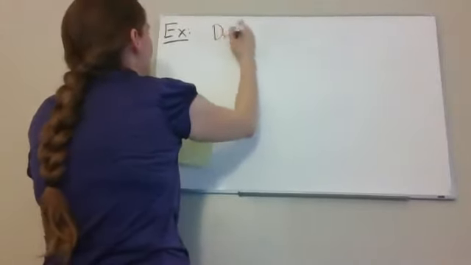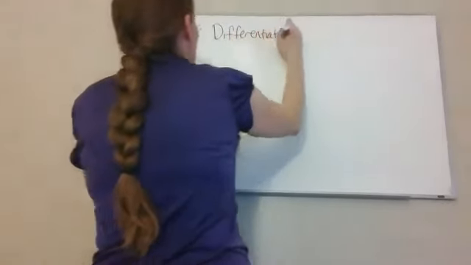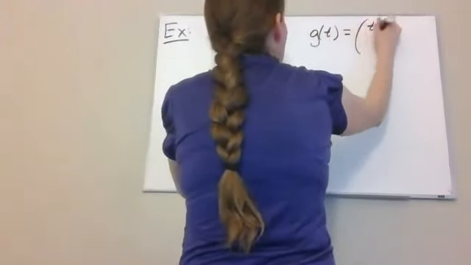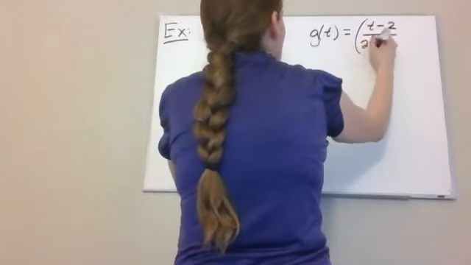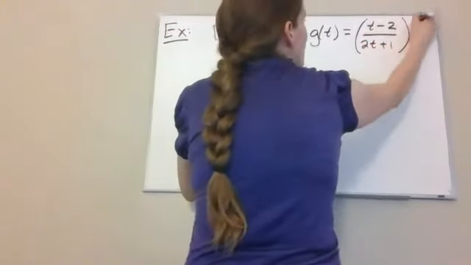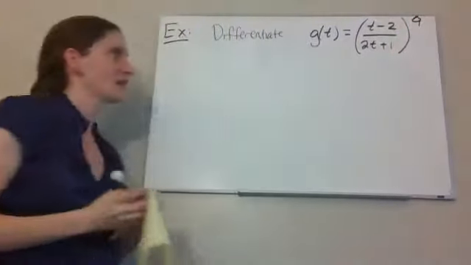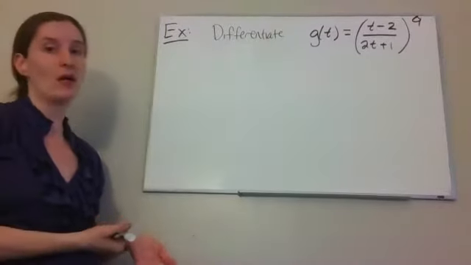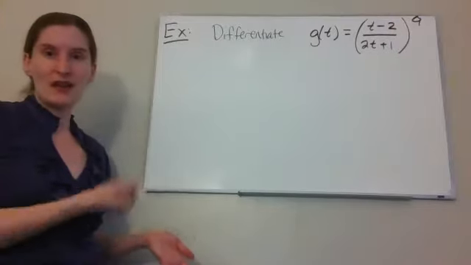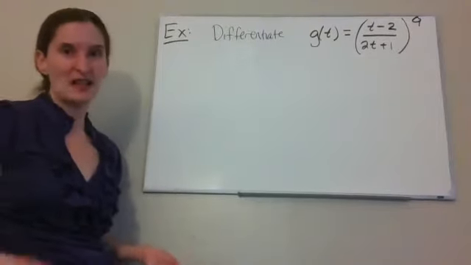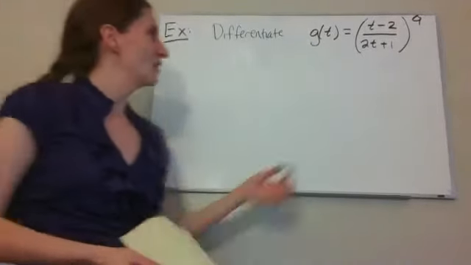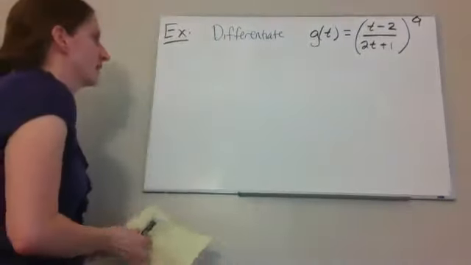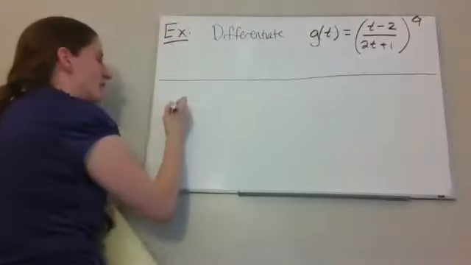Let's differentiate the function g of t equals (t minus 2 over 2t plus 1) to the 9th power. So this is a chain rule problem because I have a bunch of stuff in parentheses to a power. The derivative of the outside, I'll have the 9 come down and my new power be an 8. But the derivative of the inside function, my inside function is a quotient, so we're going to have to use the quotient rule to do that part. I hope you're ready. This one's going to be a little more complicated.